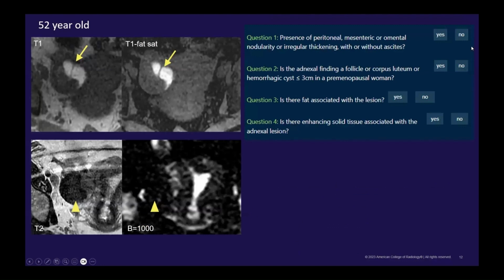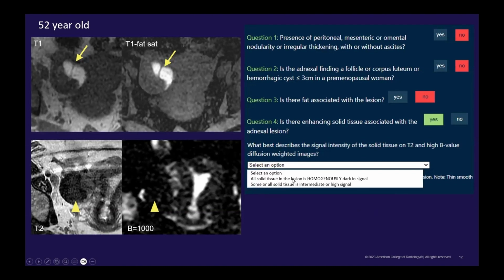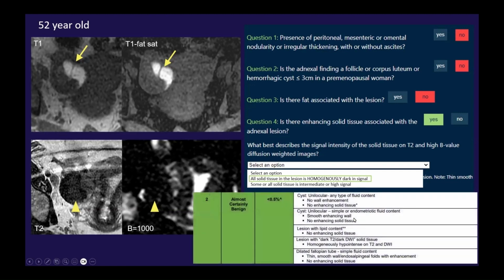If you were using the calculator quickly, you would have said no to question 1. You would have said no to no follicle or corpus luteum, no to fat, yes to enhancing solid tissue, and then it asks you to describe the solid tissue, and you would say, oh, it's all homogeneously dark, and up pops through 2.